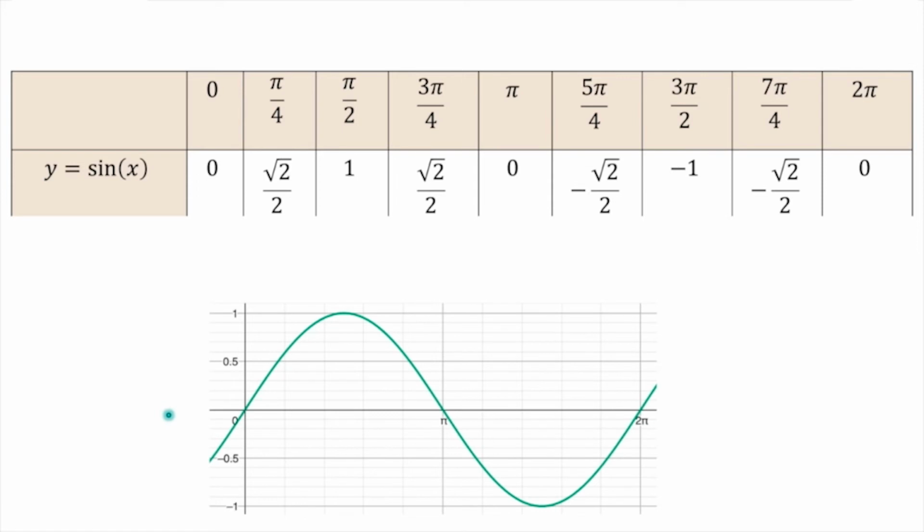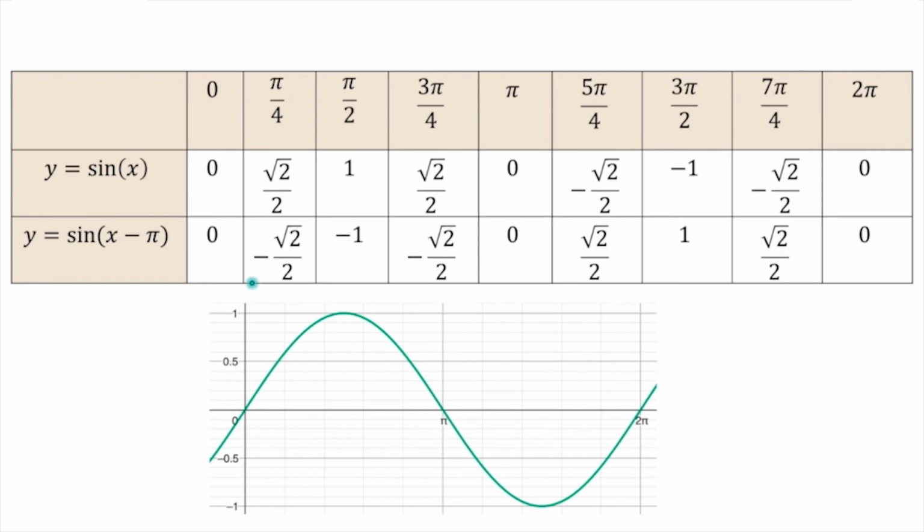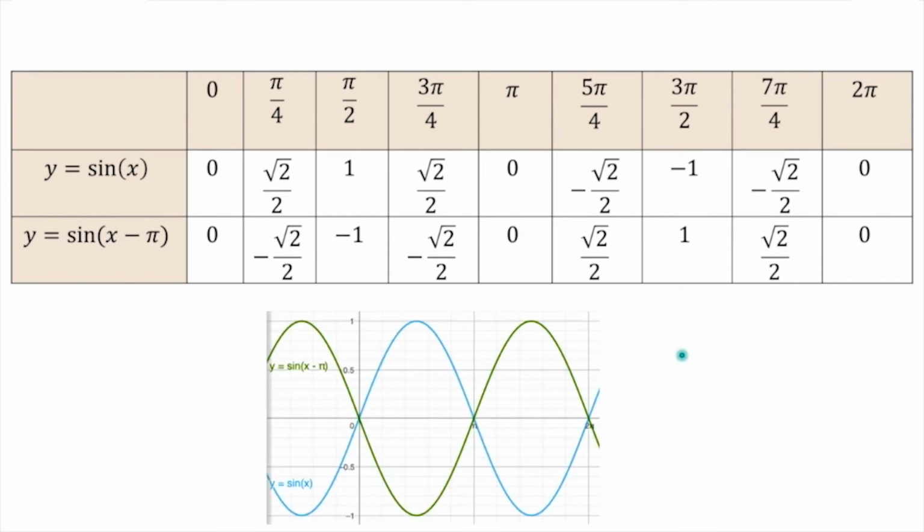But let's see what happens to this graph when we try to plot y is equal to sine x minus pi. Take out your calculators and try to figure out the values of y. By comparing the coordinates, it looks like we've just multiplied the y values by -1. But let's have a look at the two graphs together so you can compare them and see if this is actually the case.